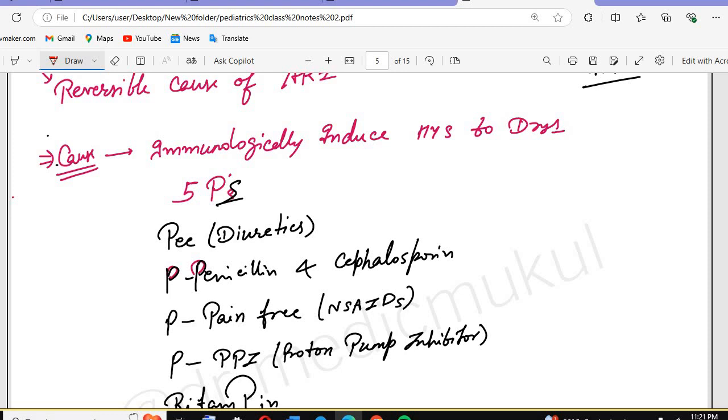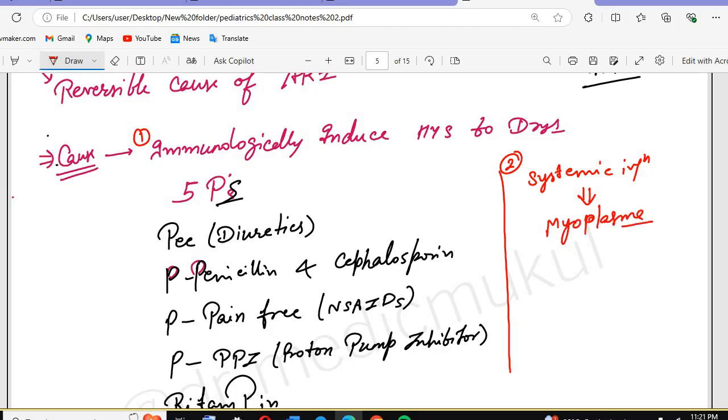Remember the causes: first, immunologically induced hypersensitivity to drugs, and secondly, some systemic infection, like mycoplasma. Then we have autoimmune diseases like SLE and Sjogren's syndrome, as well as sarcoidosis and connective tissue disorders. All of these can also cause acute interstitial nephritis.